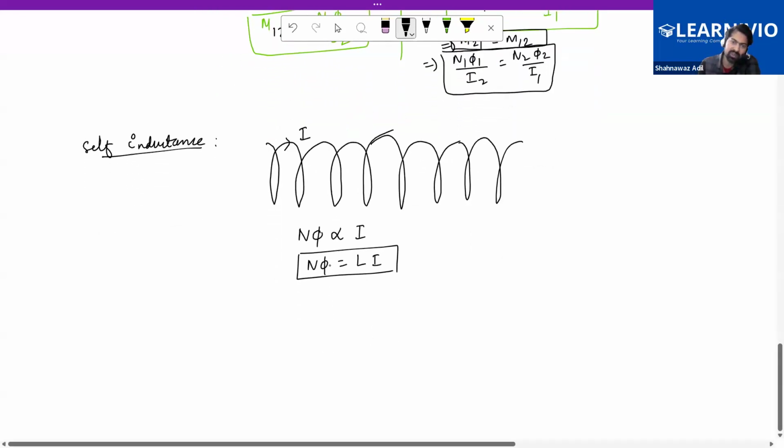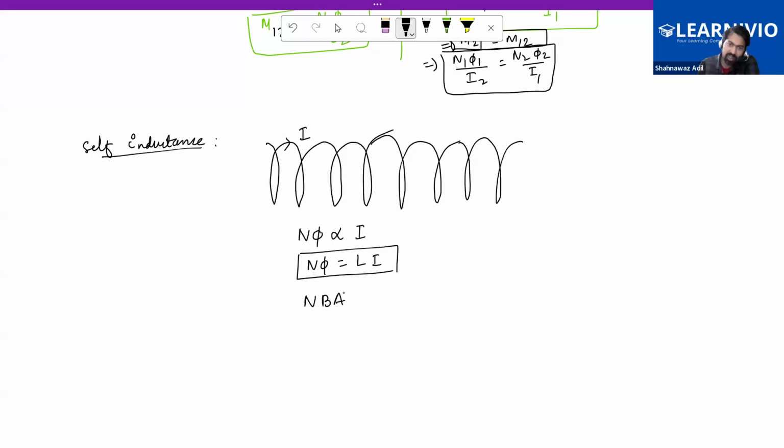Now we can calculate this flux generated, right? This flux is B A cos theta, and we know that theta is 0 degrees, so that would be only N B A, and this is equal to L I. Now we know the magnetic field in a solenoid is mu naught n I.